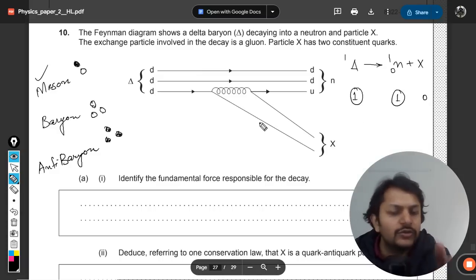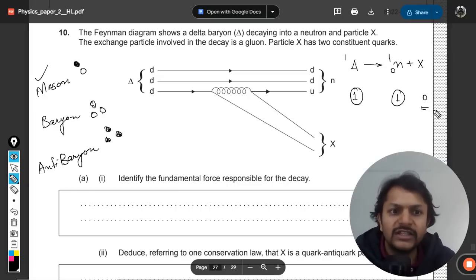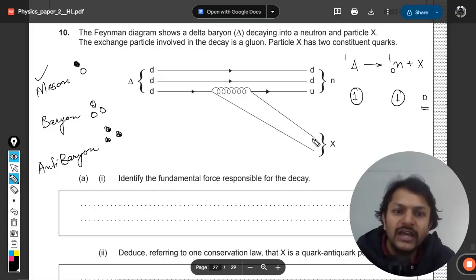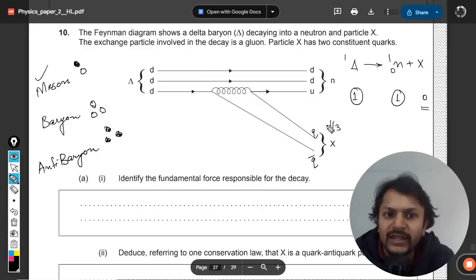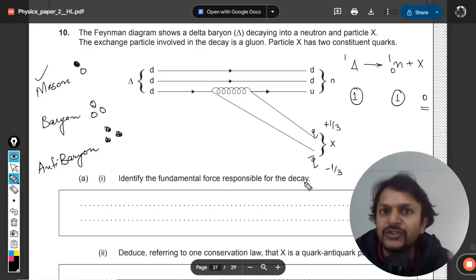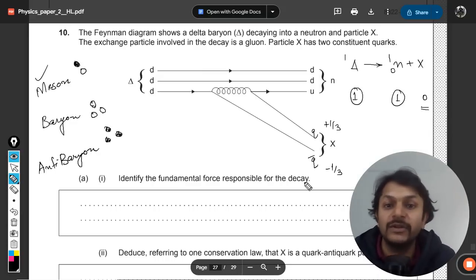So according to the Feynman diagram, we can write the nuclear reaction. And by the conservation of baryon number, we come to the conclusion that the baryon number for X should be equal to 0. And that is possible only in the case of a meson. Why? Because it will have one quark and one antiquark. The baryon number for the quark is plus 1 by 3, and the baryon number for the antiquark is minus 1 by 3. So overall, the baryon number for the meson is always 0, and that is why we are sure that X will be a meson.